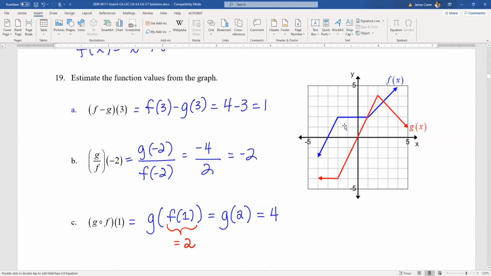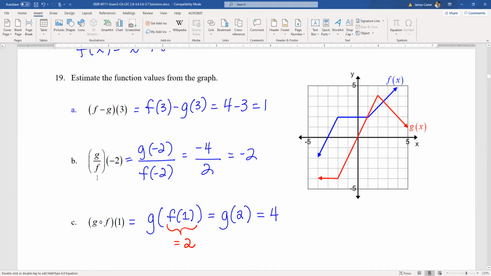Now we'll do the same thing with the g equation. If x is 3, then y is 3. So here's that value. So 4 minus 3 is 1 because we're subtracting.